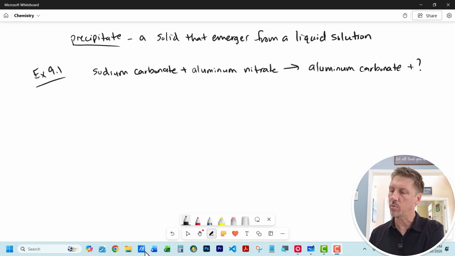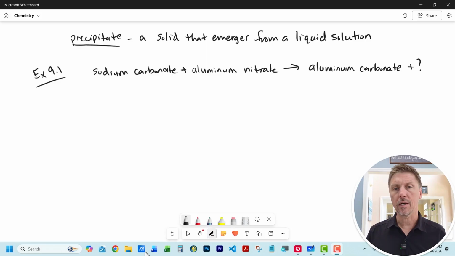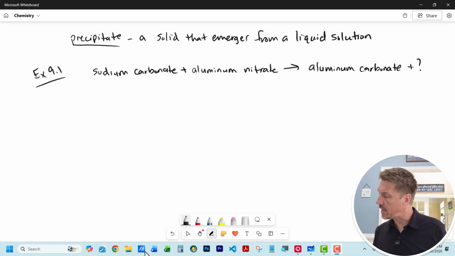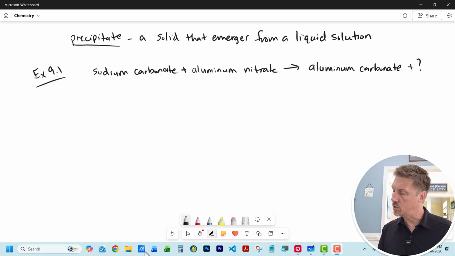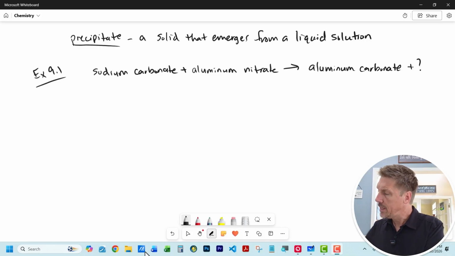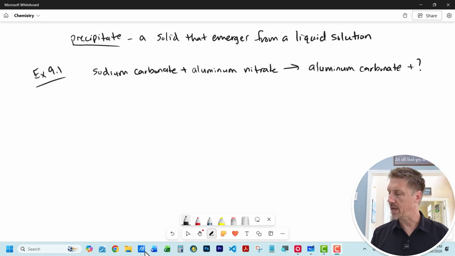All right, so example 9.1 tells us that we have this situation where we're mixing together a solution of sodium carbonate and a solution of aluminum nitrate. And they tell us that when these two are mixed together, a precipitate forms. And so if aluminum carbonate is insoluble in water, what is the chemical equation for the reaction that happened?